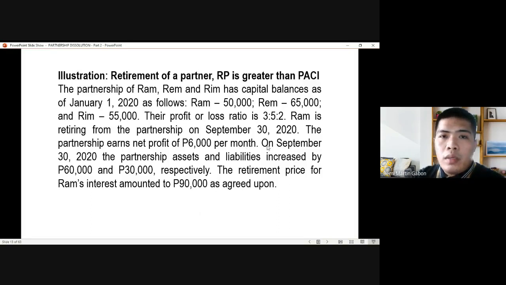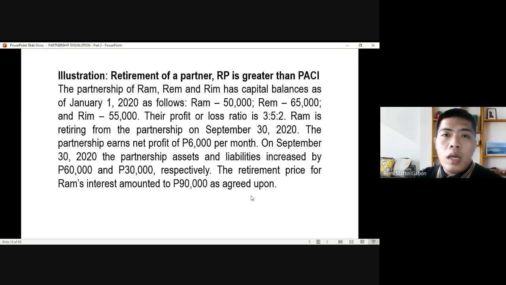So RAM is retiring from the partnership on September 30, 2020. The partnership earns profit of 6,000 per month. So again, per month is given. On September 30, the partnership assets and liabilities increased by 60,000 and 30,000 respectively. The retirement price for RAM's interest amounted to 90,000 as agreed upon. So this time, the retirement price is provided, which is 90,000, agreed upon.